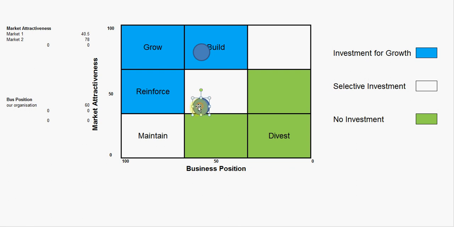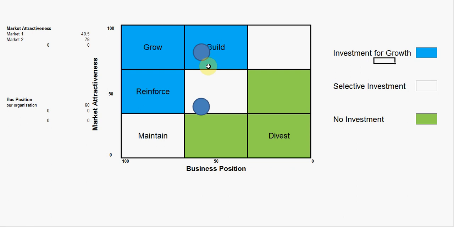So if we were to go into market 1, we would use a selective investment strategy. We wouldn't potentially go in, no holds barred. We'd probably be a little bit cautious entering that market. However, if we were to go into market 2, we can see based on our business position in that attractive market, we've got an investment for growth general strategy.